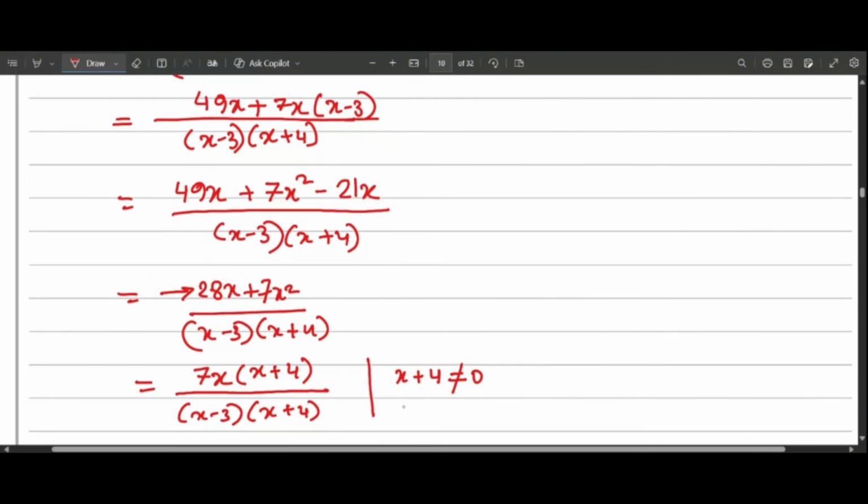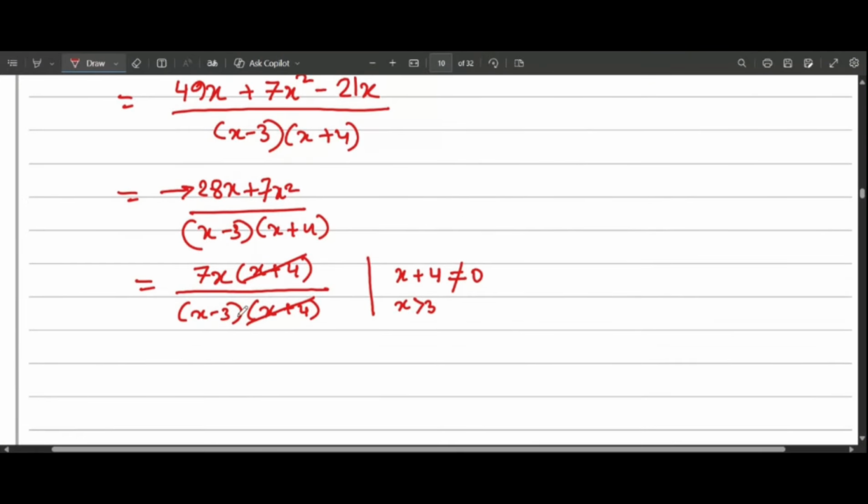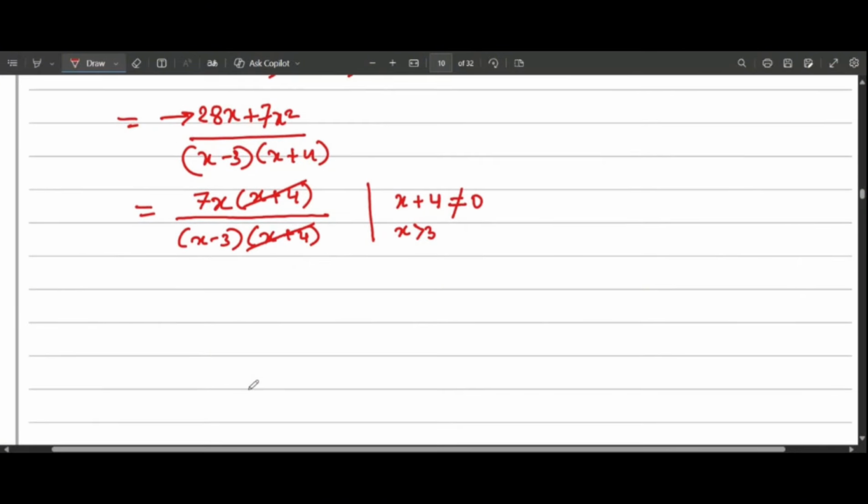We have to make sure that at any particular value of x, x plus 4 is not equal to 0. And this is what happens here, because we know that x is greater than 3. If x is greater than 3, there is not a single value in the domain of x that will make x plus 4 equal 0. That's why we can cancel them out. Ultimately, we can write 7x divided by x minus 3 as our simplified f of x. And this is our answer to part A.